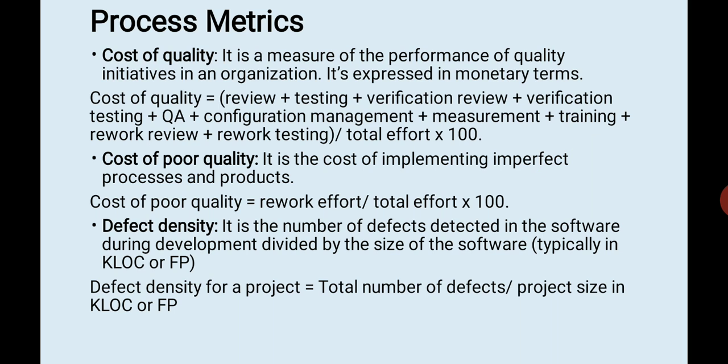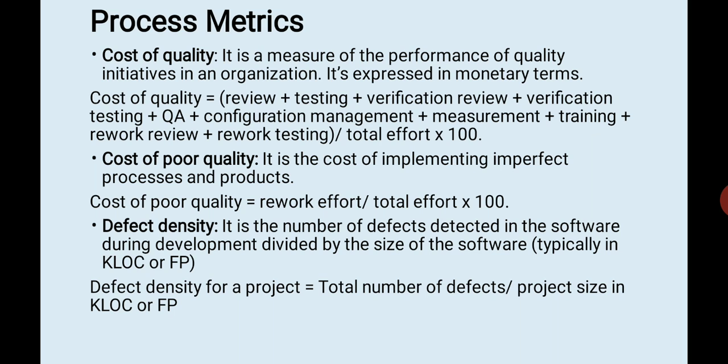Next we come to process metrics. The first metric of process is cost of quality. It is a measure of the performance of quality initiatives in an organization. It's expressed in monetary terms. Cost of quality is equal to review plus testing plus verification review plus verification testing plus quality assurance plus configuration management plus measurement plus training plus rework review plus rework testing, divided by total effort, into 100. So all these factors will give you the cost of quality.